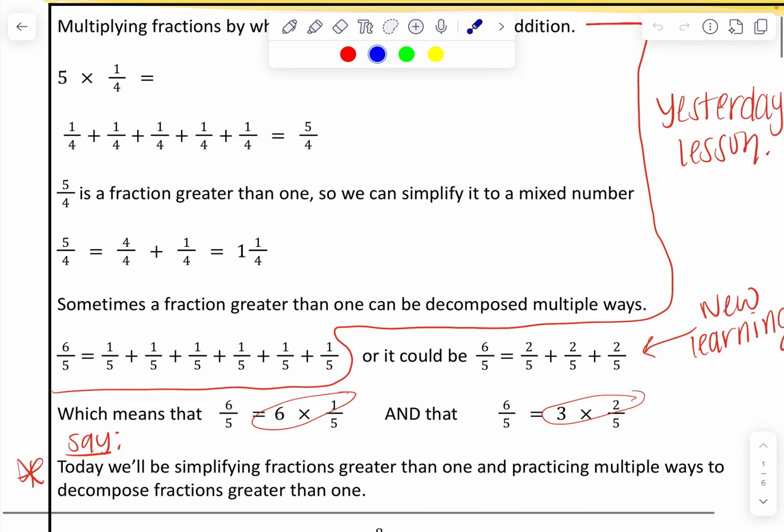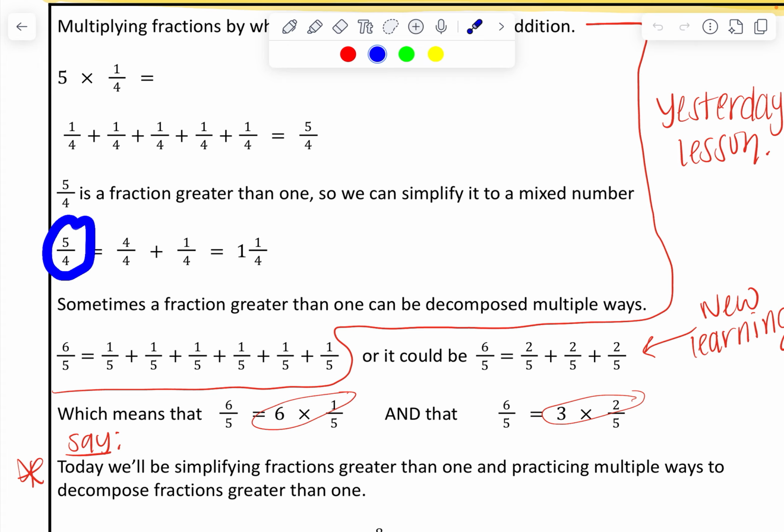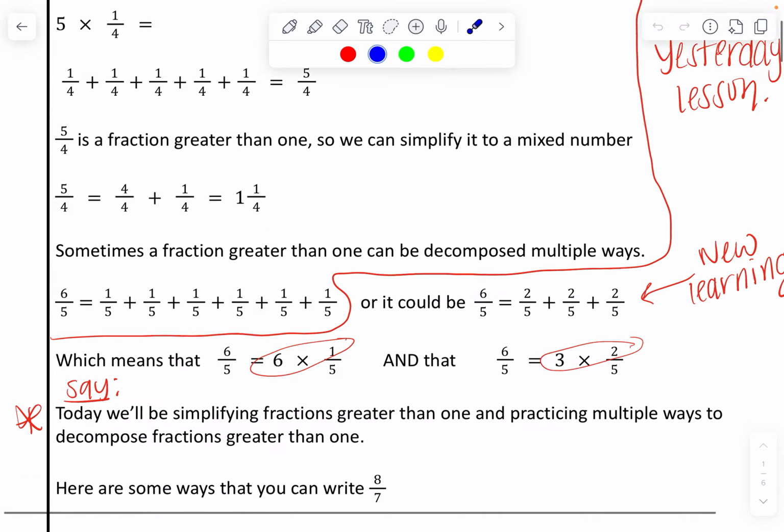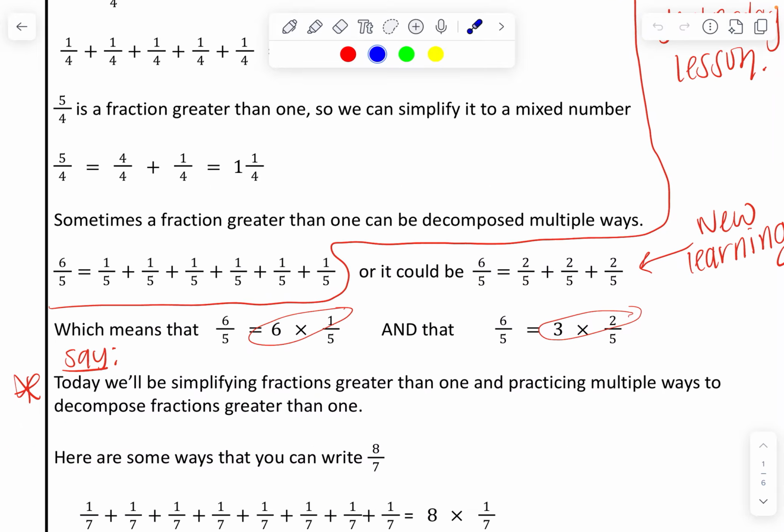And from there, we said, okay, well, 5/4 is a fraction that is larger than 1, so we want to see if we can simplify it or change it into a mixed number, and so we did just that. Today we are seeing that fractions greater than 1 can be decomposed multiple ways. And so while yesterday we used unit fractions, in looking at 6/5, we see that it was decomposed into 1, 2, 3, 4, 5, 6 groups of 1/5. We're seeing today that it can be written another way.